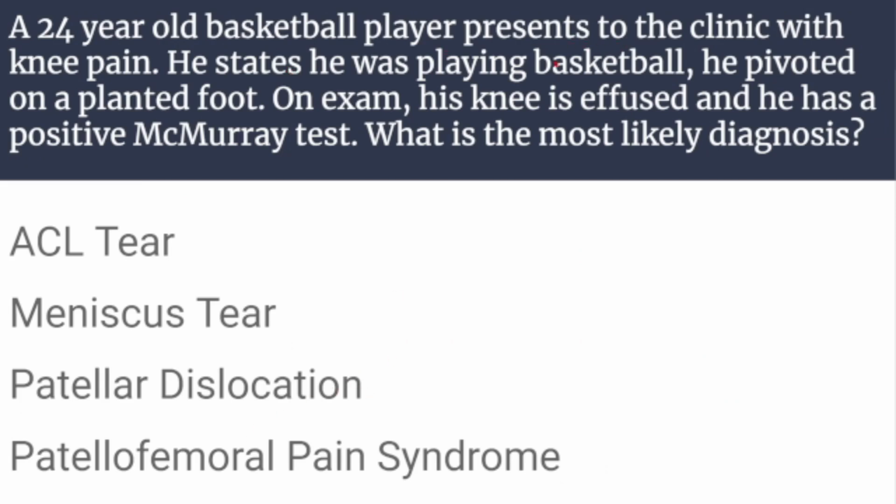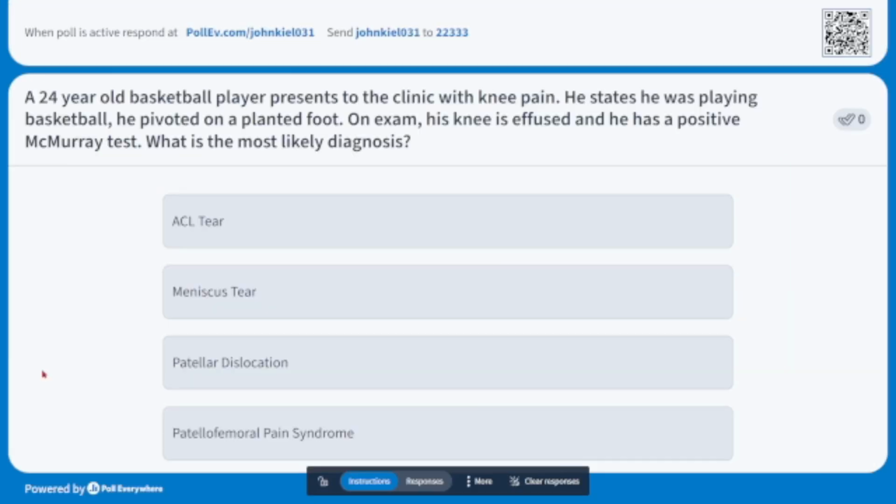A 24-year-old basketball player presents to the clinic with knee pain. He states he was playing basketball, pivoted on a planted foot. His knee is effused and he has a positive McMurray's test. This should clue you into meniscus tear.